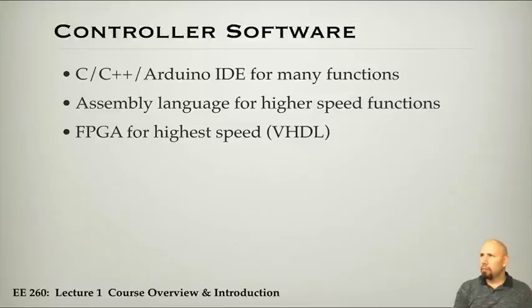And so for the Arduino, we'll have the Arduino IDE, which is very similar to C or C++. We will also have you working with assembly language for higher speed functions. For the highest speed functions, we would actually use something other than an Arduino. We would probably use an FPGA. Those would give us higher levels of speed, and there we would use something like VHDL as our language of choice.